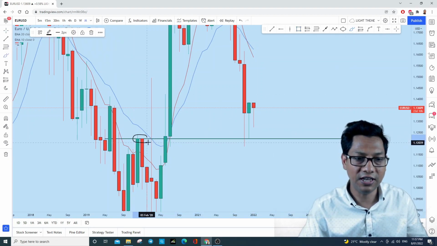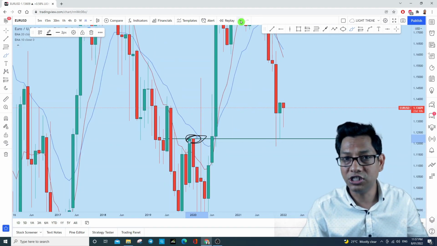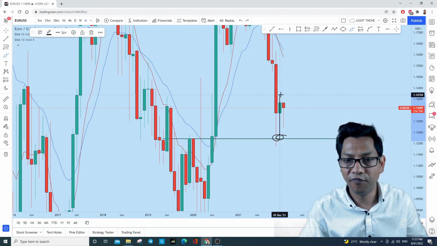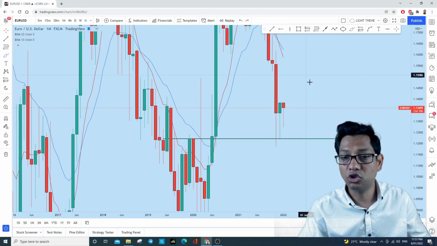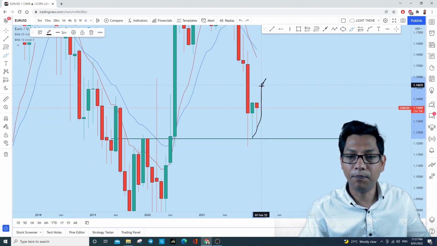As you see, there is a resistance here, also same as the Aussie dollar. The price bounced from here and created a strong pin bar. After this kind of pin bar, you can expect the price to push up and create a couple of candles to the upside.